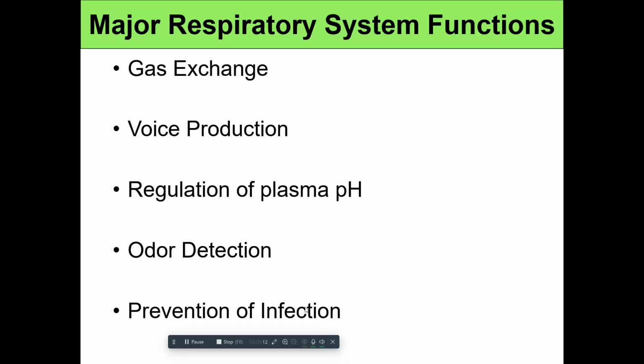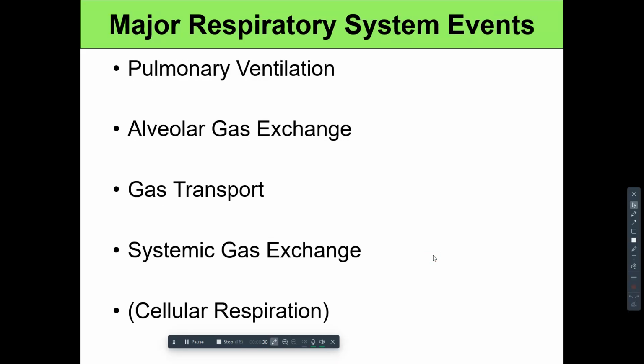So we've got some big functions of it, including gas exchange, voice production, regulating plasma pH, odor detection, and prevention of infection. So these are all major functions of the respiratory system. And we've got some major respiratory system events we're going to go over as well, including pulmonary ventilation, alveolar gas exchange, gas transport, systemic gas exchange, and then ever so briefly, cellular respiration.